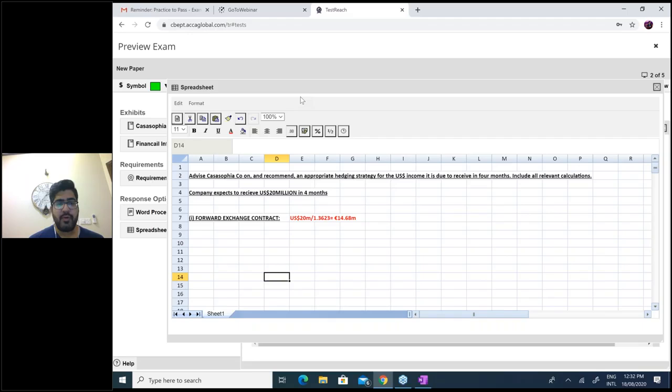The first technique, forward exchange contract. Obviously, the question didn't ask for any technique. You have to decide. When the question asks to recommend a suitable hedging strategy for the US dollar income of 20 million it is due to receive in 4 months, you have to recommend an appropriate strategy, and the appropriate strategies you should show are forwards, futures, and options. Let's start with forward exchange contract.